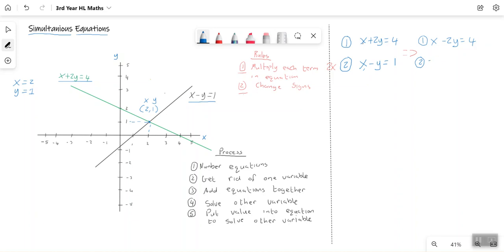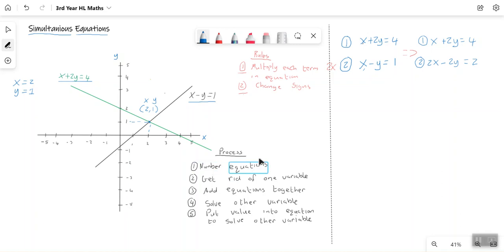So it's going to become 2x, and 2 multiplied by minus y gives me minus 2y. So that should be plus up here, sorry. So that'll be minus 2y, and then 2 multiplied by 1 is just equal to 2. So that's the first part, okay?